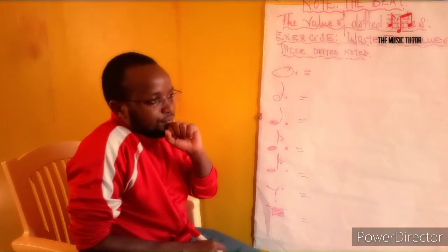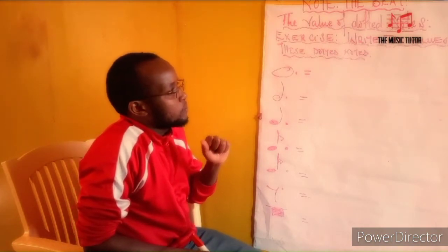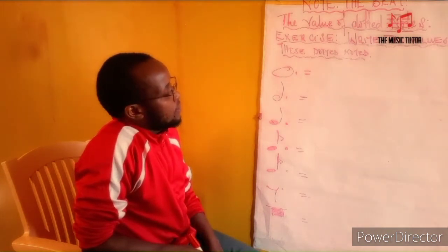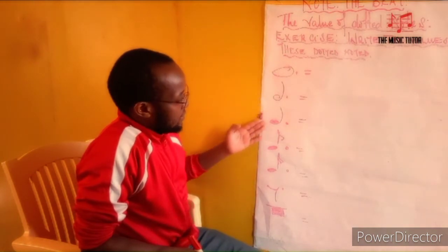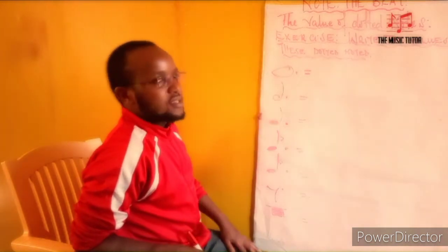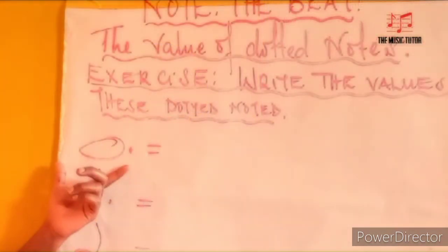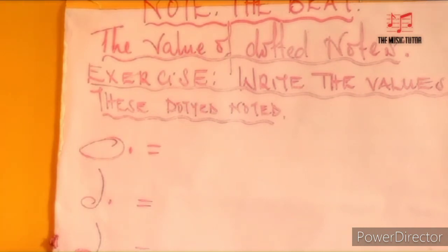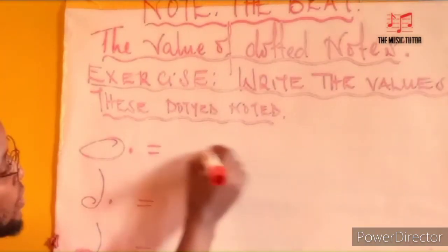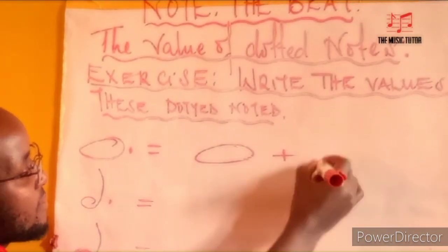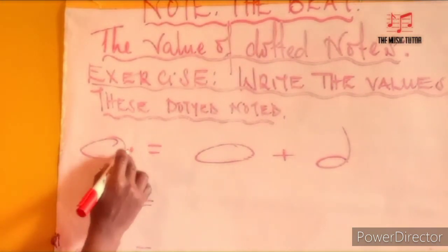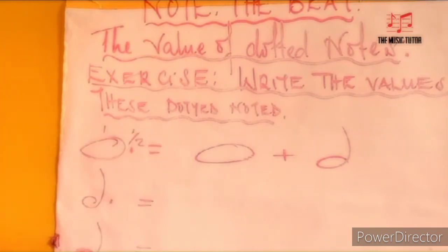Let us do a simple exercise on the value of dotted notes. On the board, we can see a series of written notes, and I would like us to start with the first. The first one is a dotted semibreve. This dotted semibreve will have the length of the following notes: a whole semibreve plus a minim. That's the value. Because this dot will always carry half of this. This is a whole note. This dot should be half a note.